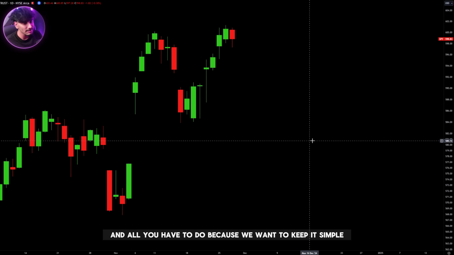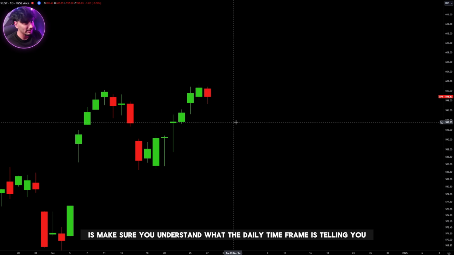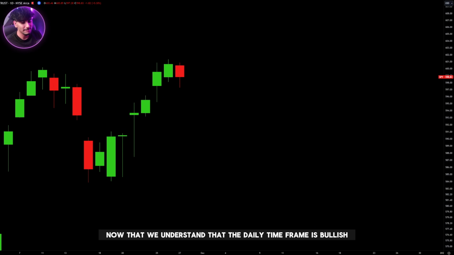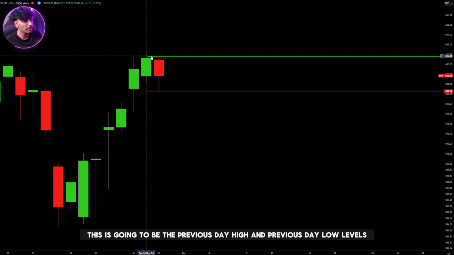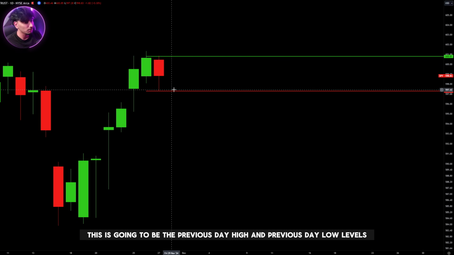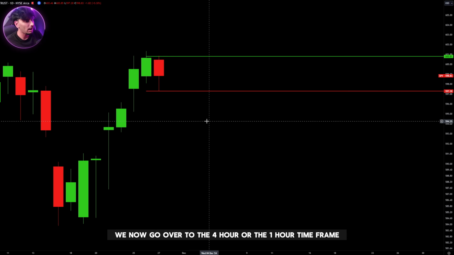All you have to do, because we want to keep it simple, is make sure you understand what the daily time frame is telling you. Now that we understand that the daily time frame is bullish, we also want to mark out the daily high and the daily low. So this is going to be the previous day high and previous day low levels. Once we mark this out, we now go over to the 4-hour or the 1-hour time frame.